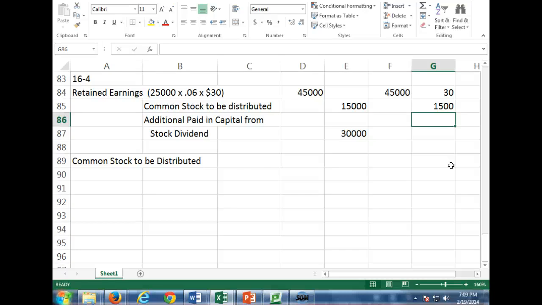Remember that the common stock at par value goes in one location, and then everything over that par value goes in additional paid-in capital. Am I confusing you? How many of you get that? Okay?